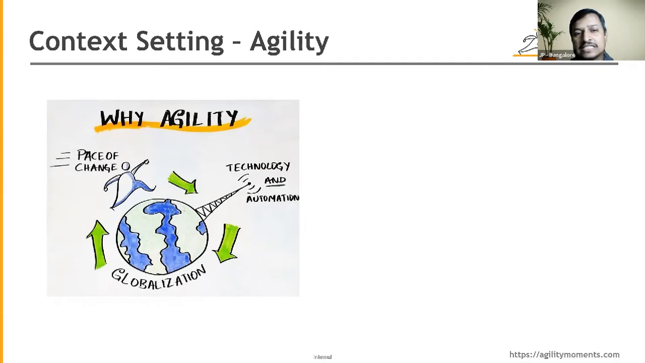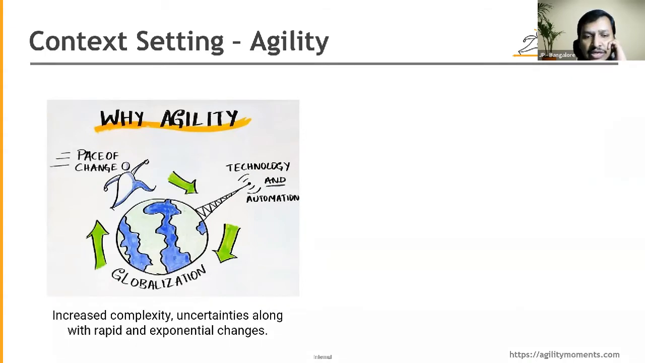So all these are driving us crazy, and we need agility for sure to address this at every level, like you called out. So that's the summary: increased complexity and uncertainties along with rapid and exponential changes. The combination of this is driving the world crazy, and there is no other way other than having agility in whatever we do.